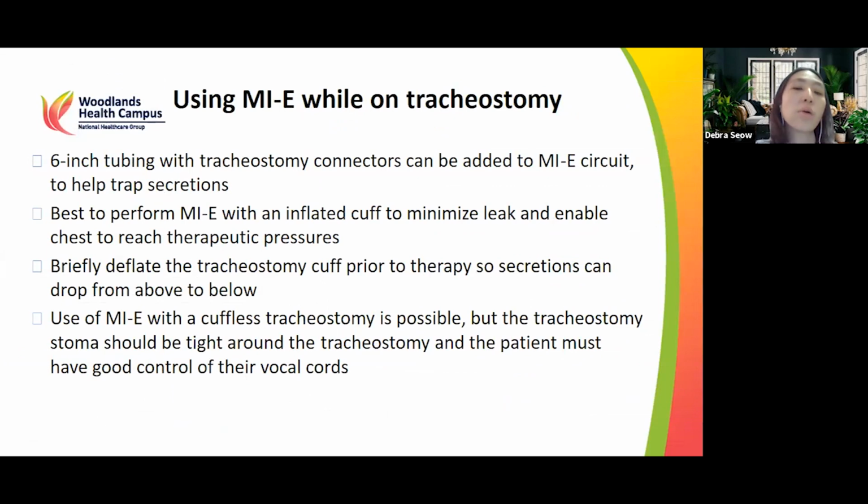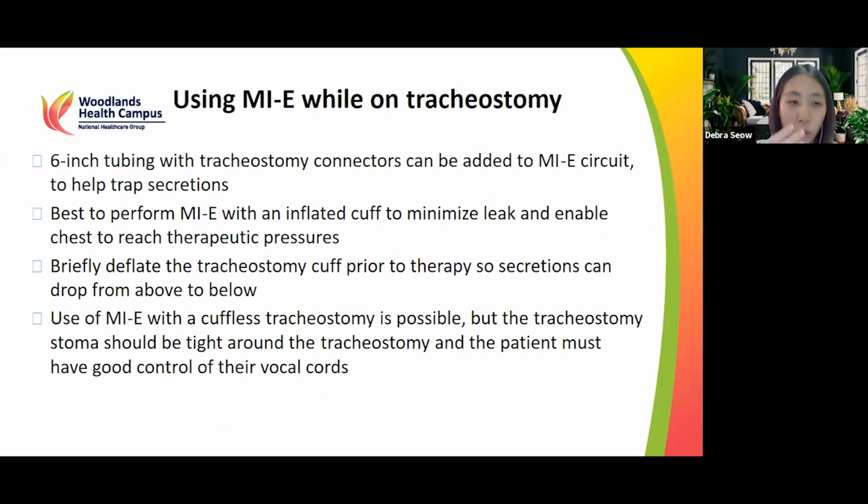And then, of course, while on tracheostomy, MIE can also be used, but according to Ken Van, it's best to perform MIE with an inflated cuff to minimize leak, as well as to enable the chest to reach therapeutic pressures. So you also want to briefly deflate this tracheostomy cuff prior to therapy, so secretions can drop from above to below, and then subsequently you use the MIE.